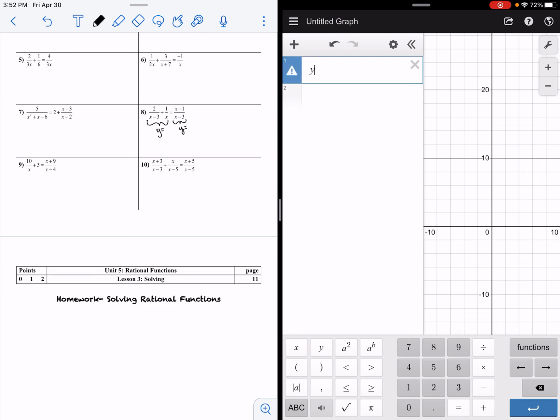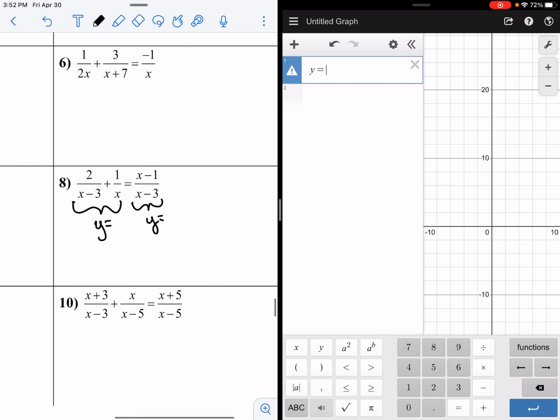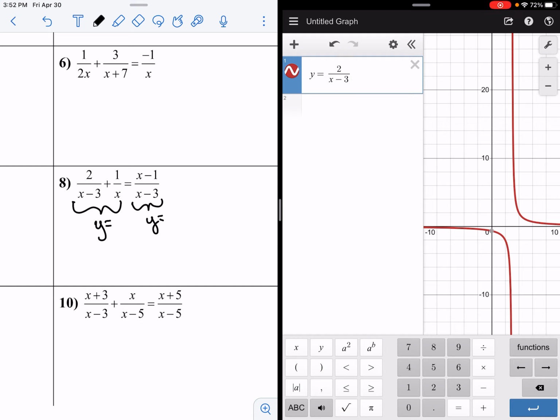So y equals, I have division, 2 over x minus 3 plus 1 over x. I get a graph. My next y equals x minus 1 over x minus 3.